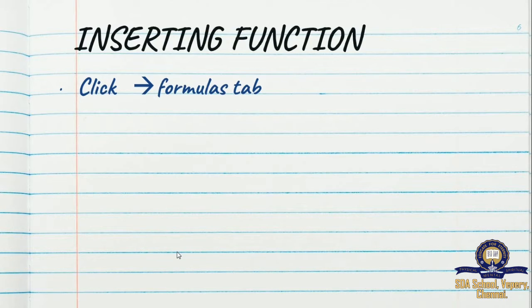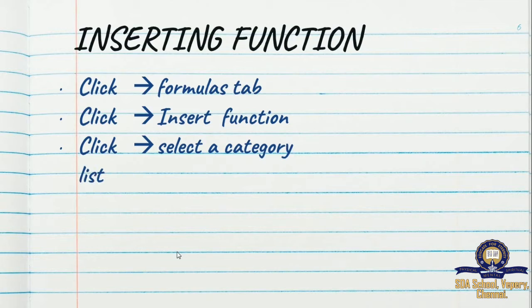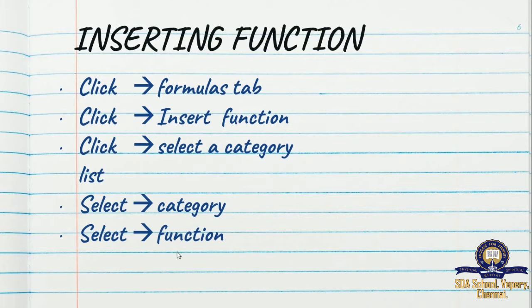Okay. Now, inserting function, the steps to follow. Click formulas tab. Click insert function. After inserting the function, select a category list. A category list will be shown for you once you click on that insert function. Once the category list is opened, you can select a category. Finally, in that category, whatever type of function you are going to perform, you can select it. Once you select it, you can give OK.